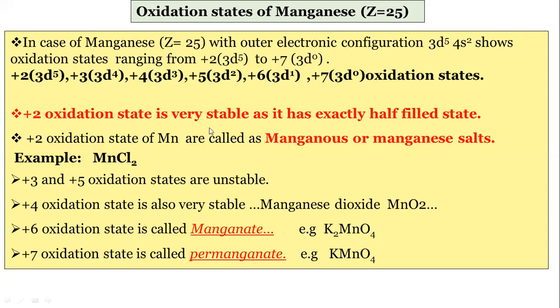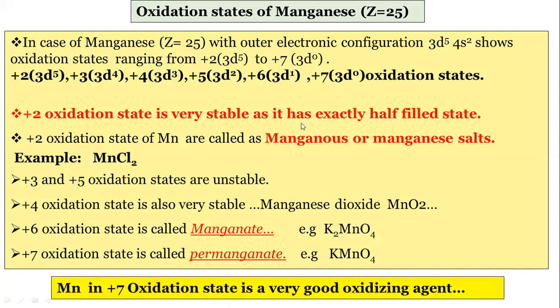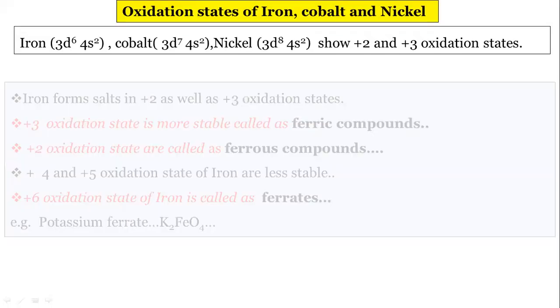These different oxidation states were already discussed. A 3 marks question will be asked on it. Manganese shows +2, +3, +4, +5, +6, +7. All the oxidation states are shown by manganese. So daily revision is required.